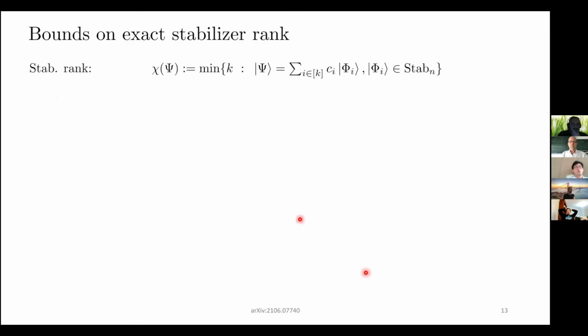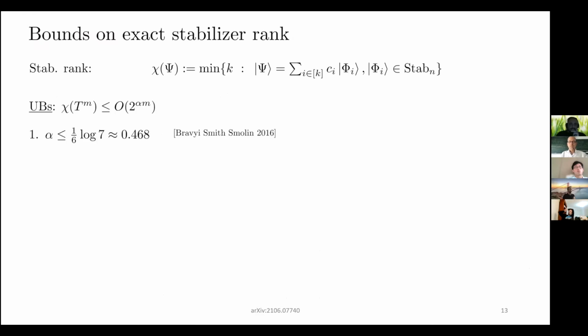Okay, so I want to get to the topic of the talk, 35 minutes in, which is bounds on the exact stabilizer rank. Here's the definition of stabilizer rank we saw earlier, and I want to give an overview of everything we know about the stabilizer rank. So first, upper bounds, and here we're going to look at m copies of a magic state.